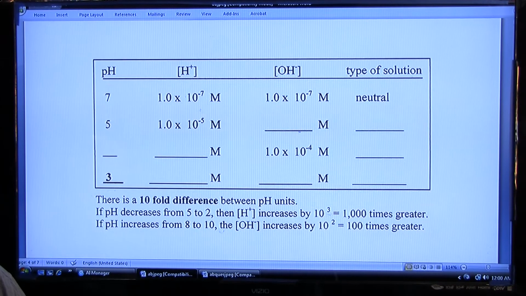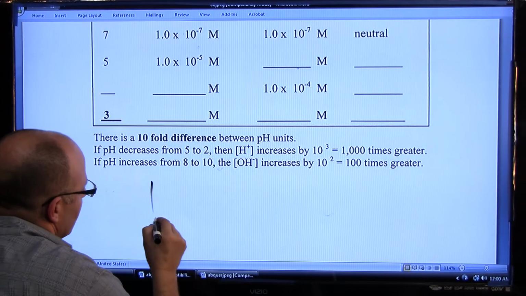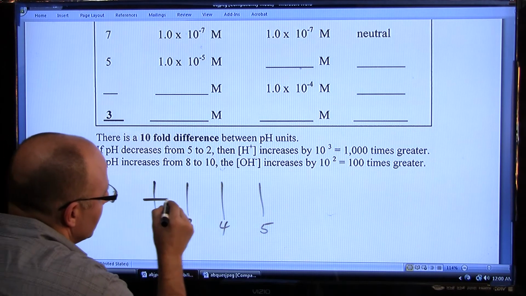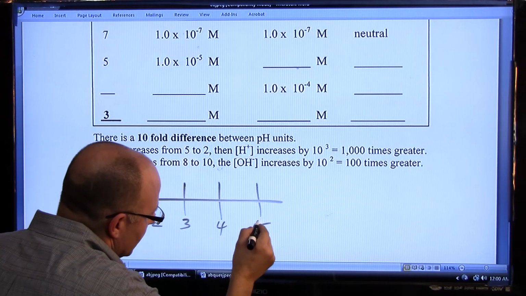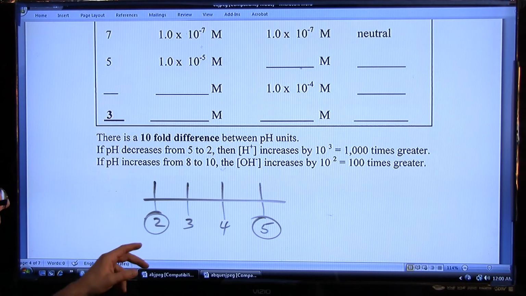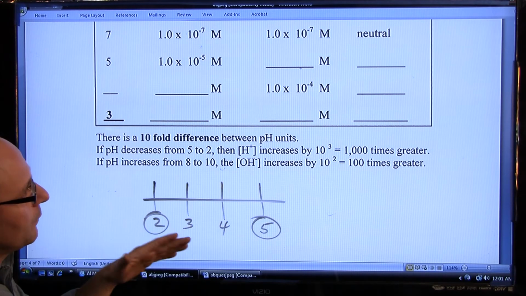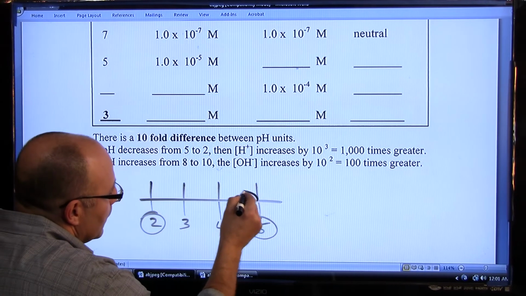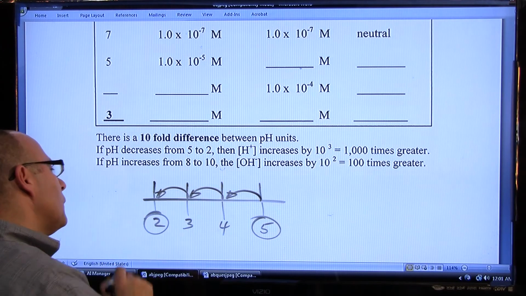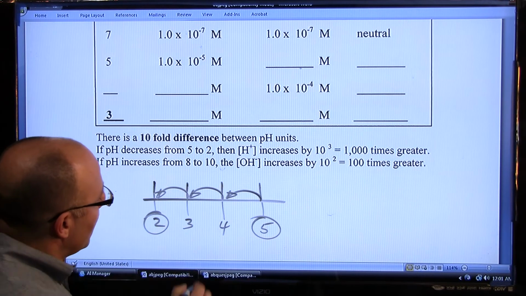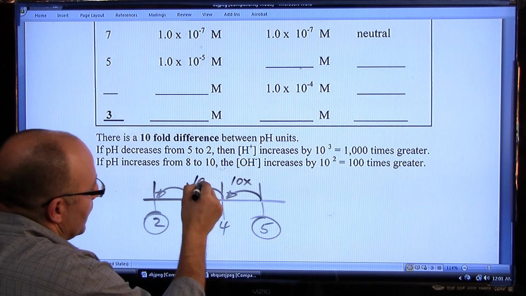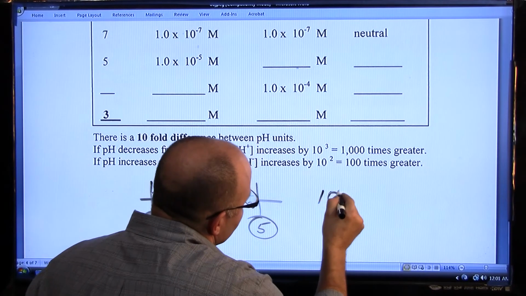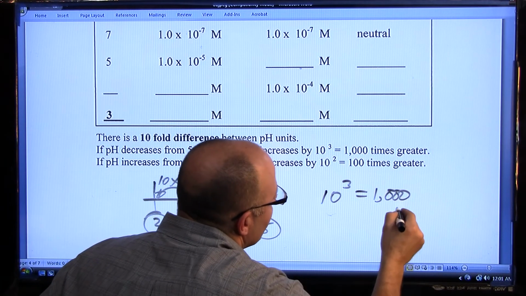Some space down here. So let's draw this out. You got pH 5, 4, 3, and 2. So what I'm saying is, as we go from pH 5 to pH 2, yes, pH 2 has a greater concentration of H plus because, as we said before, we're dealing with negative exponents, and so a smaller number means a greater quantity. But how much greater? Well, since there's a tenfold difference between pH units, as you go from 5 to 4, it's 10 times greater. And then from 4 to 3, 10 times that. And then from 3 to 2, 10 times that. So it's 10 to the third, which is 1,000 times greater.